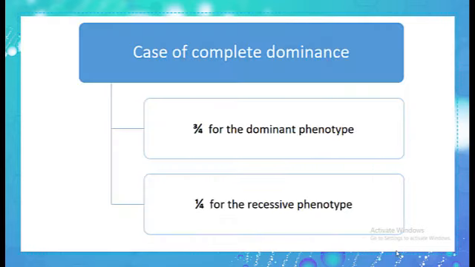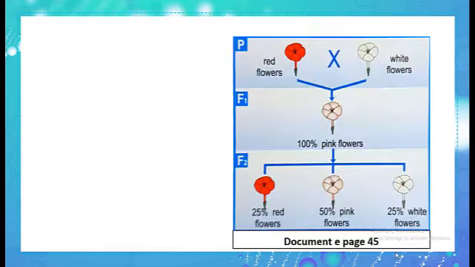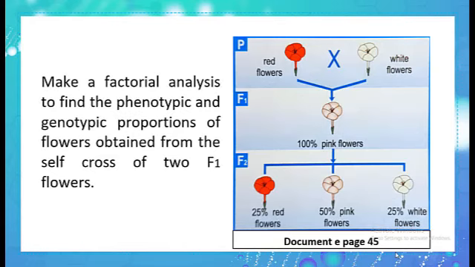Those phenotypic proportions of descendants, 3/4 for the dominant phenotype and 1/4 for the recessive phenotype, characterize the self-cross in case of dominance, but these proportions are not always the same for all self-crosses. For example, if you are asked to make the necessary factorial analysis to find the phenotypic and the genotypic proportions of the flowers obtained when crossing two pink flowers of the F1 generation together, like the example of document E, page 45, what will be the obtained results?